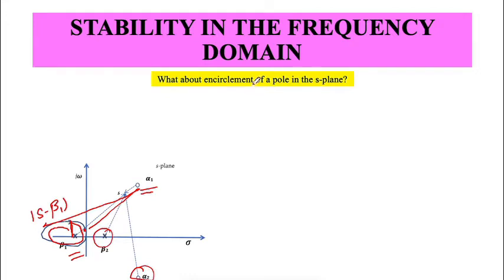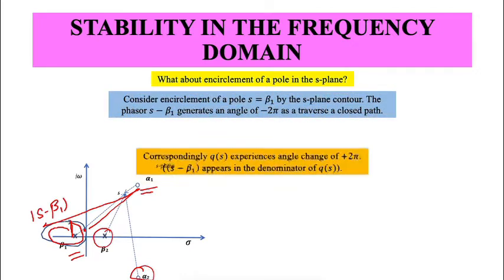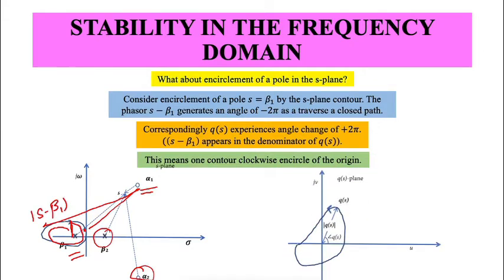Therefore, what will happen here in the S plane is that QS has an angle change of 2 pi, something like this here, but positive 2 pi, because S minus beta 1 occurs in the denominator. The angle always becomes minus when I am talking of the angle of a pole. This means I have an encirclement of 1, encircling the origin once in the counterclockwise direction.